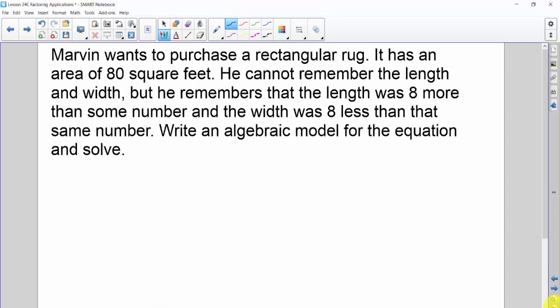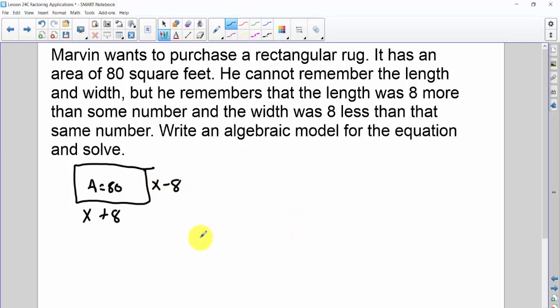So next, we've got a geometrical problem, and this guy wants to purchase a rectangular rug. It's got an area of 80, so I'm just going to draw a rectangle and say A is equal to 80. I can't remember the length, but he remembers that the length is 8 more than some number, and the width is 8 less than that same number. So assuming that number is x, we're going to say this is x plus 8, this is x minus 8.